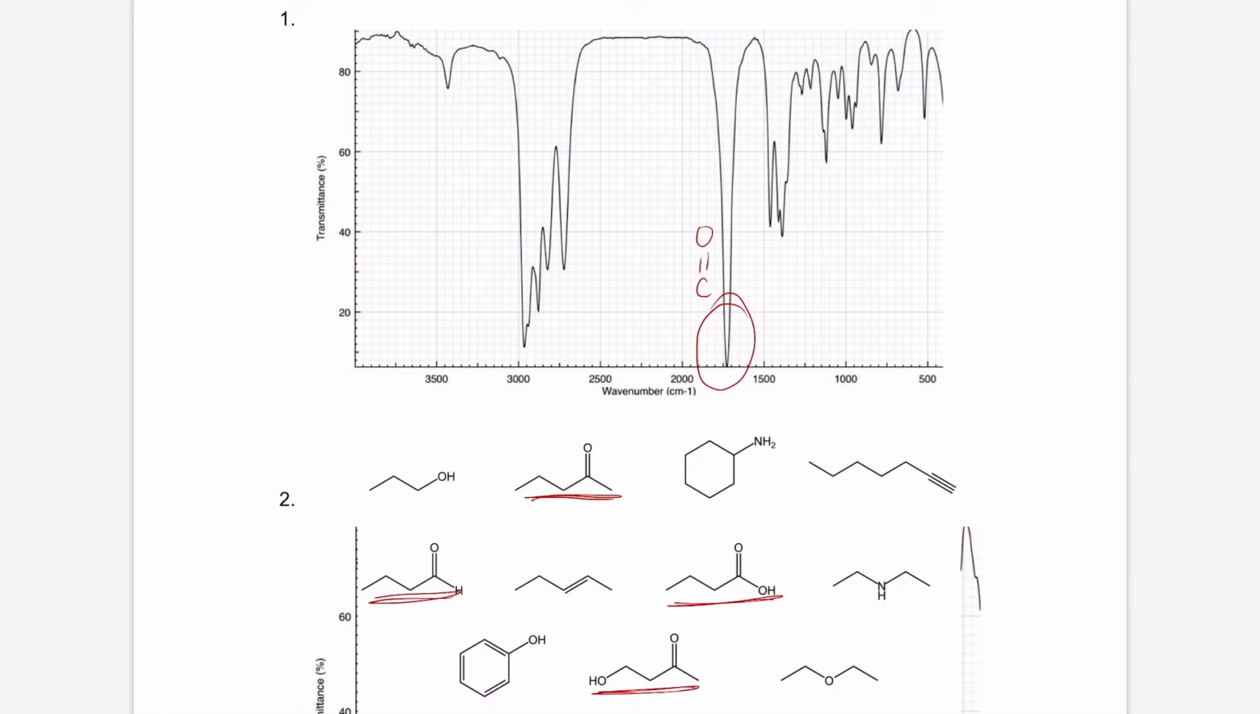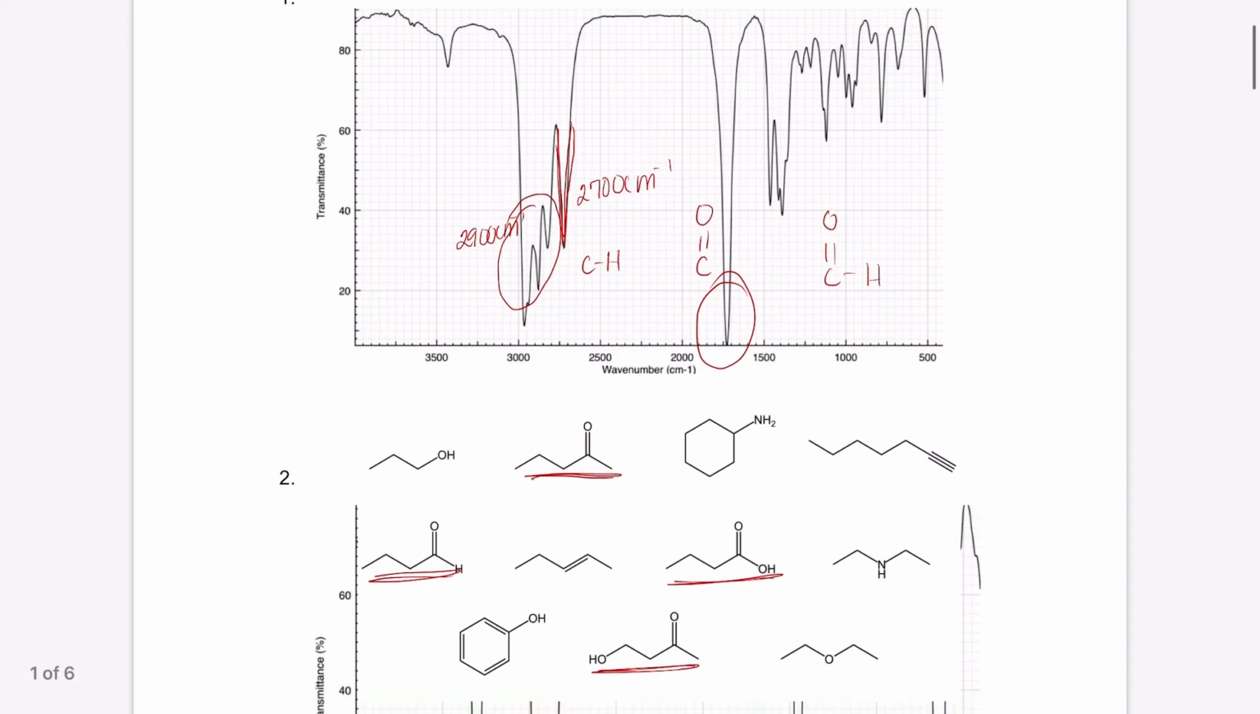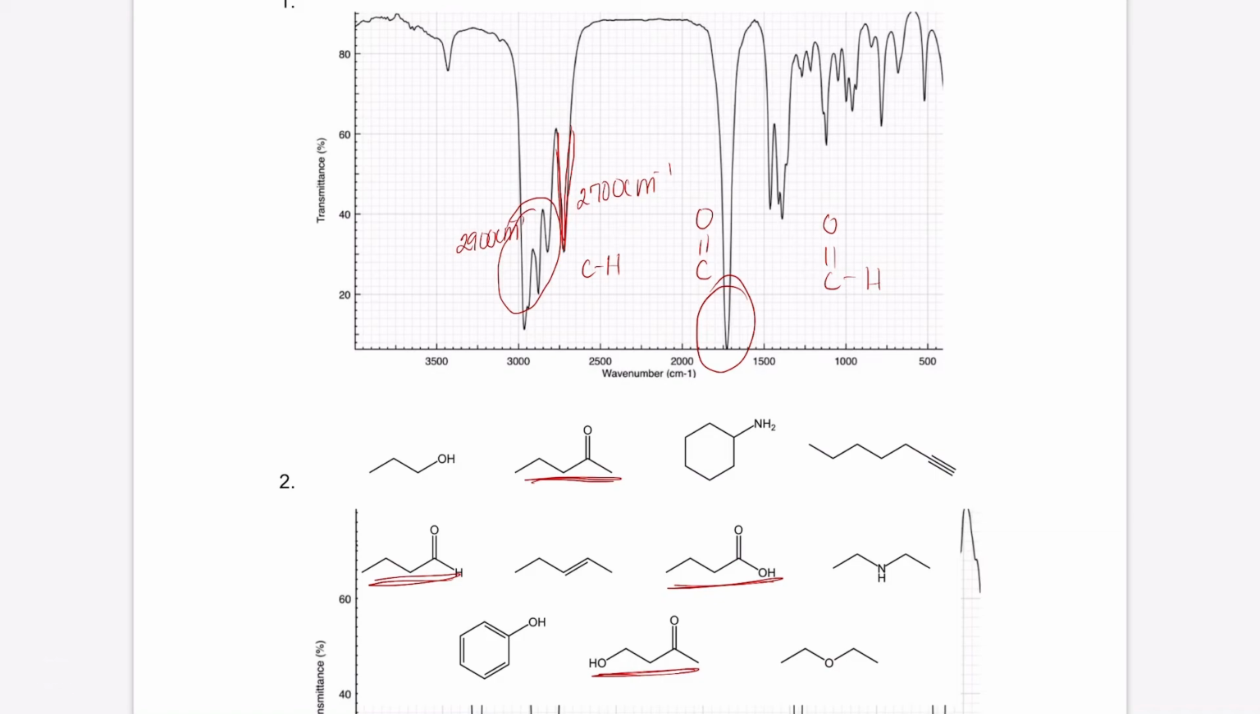If we continue to look and just analyze our graph, we have some alkane stretching right here around 2900. However, coming off of our 2900 stretch, we have this band right here at 2700. And this band at 2700 is going to be the carbon-hydrogen stretch that comes right off of our carbonyl group. So what we're really looking for is an aldehyde. If it was just a ketone, then we would not have the band around 2700. So that's how we know that this can't be our answer choice.